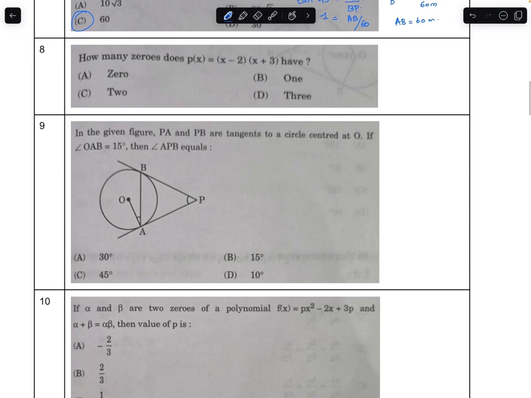Question 8. How many zeros does P of x equal to x minus 2 into x plus 3 have? So it is very clearly seen here that x has two values. One is 2 and minus 3. Or we can multiply these two factors and get another expression that will have the degree as 2. So if the degree is 2, then the number of solutions are 2. So the answer is option C.